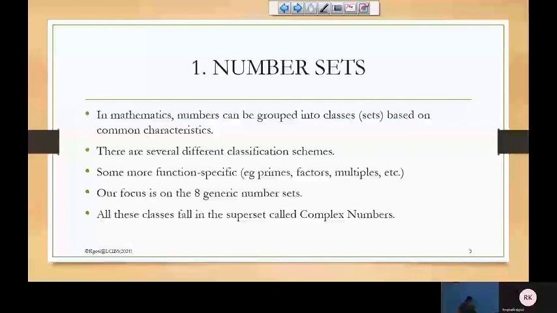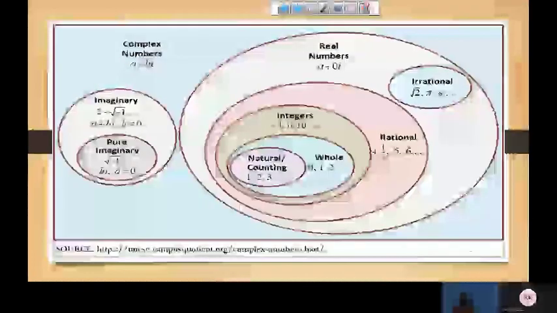These numbers are called complex numbers. They all belong to a superset called complex numbers. You'll see why some numbers that don't look complex are actually considered to be complex numbers. Let us get in and start defining them.